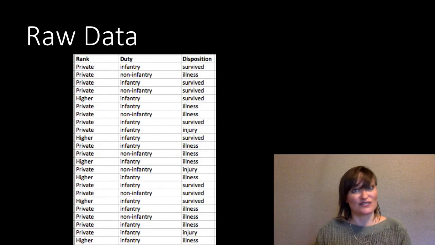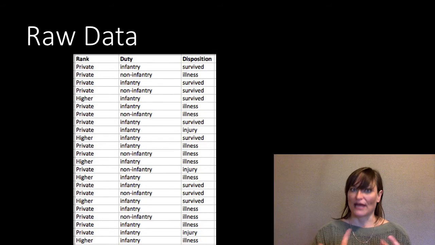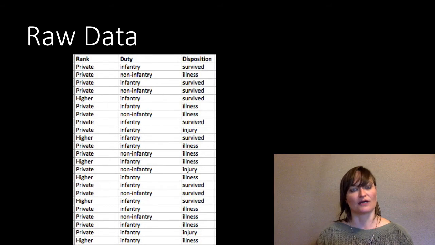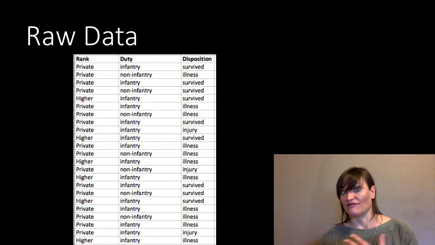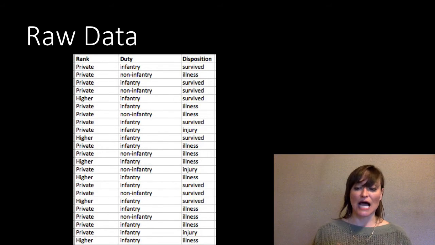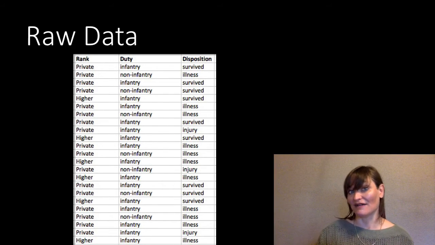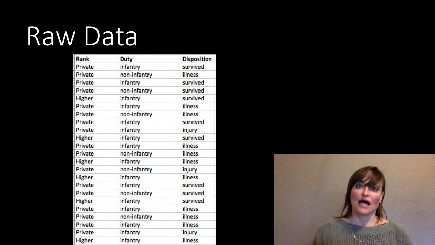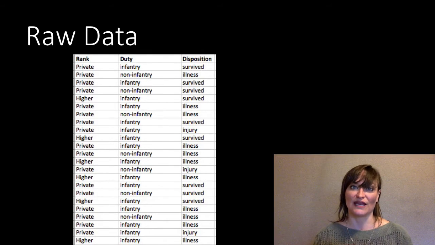The raw data must look something like this, where we have our variables in the columns. What was the rank of this soldier? What duty were they assigned to? What was their disposition? Did they survive? Did they die? If they died, what did they die of? Did they die of illness or injury or other? And each participant would be listed on a row, each record. Each row would indicate an individual soldier.